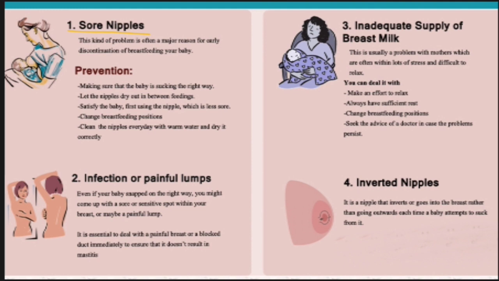If you want to overcome this condition, you need to clean the area regularly after feeding, and you need to change the positions, like a few minutes on the right and the next few minutes on the left. By doing this, you can avoid dryness of the nipple. Next, infection and painful lumps. Even if you are following the hygiene protocols and feeding the baby at regular intervals, to some extent breast infection will occur, which is known as mastitis. If it is just a pain, you can apply a hot compress, with hot water or a towel.